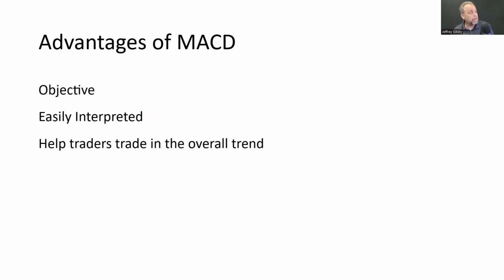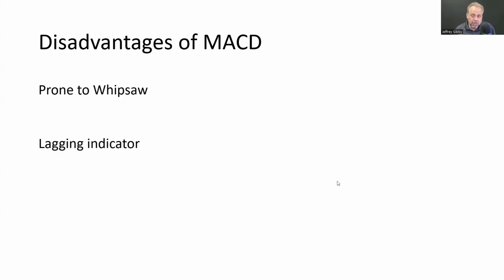At its core, MACD is a trend and a momentum indicator. So that's what we're looking at when we're looking at the MACD. Some advantages of the MACD is it's objective. So again, objectivity, I think, is important. Emotions aren't involved. It's easy to interpret, and it helps traders trade in the direction of the overall trend. Okay. It can be prone to whipsaw, and it is a lagging indicator.